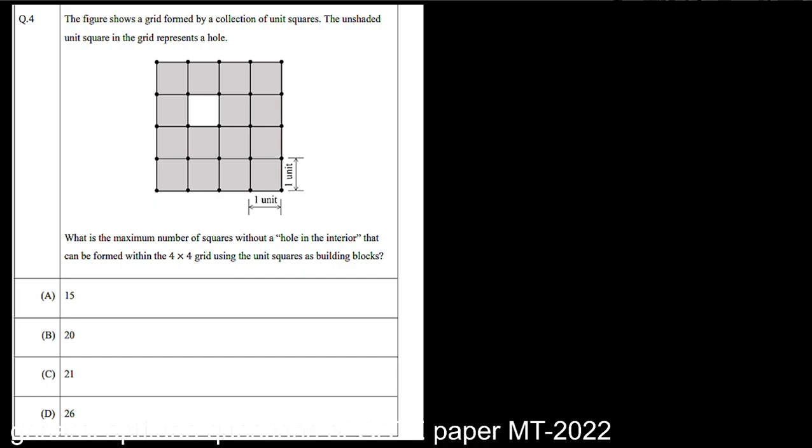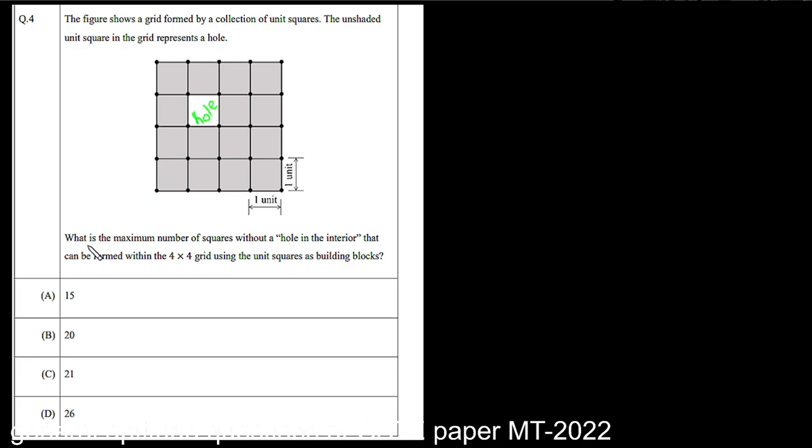The unshaded unit square in the grid represent a hole. That means this portion is nothing but a hole. So we can write here this unshaded region is nothing but simply a hole. So you can think like this is nothing but our metal plate, and we have divided this plate into unit squares of dimension 1 unit by 1 unit, and we have cut out material from this point to make the hole in this plate.